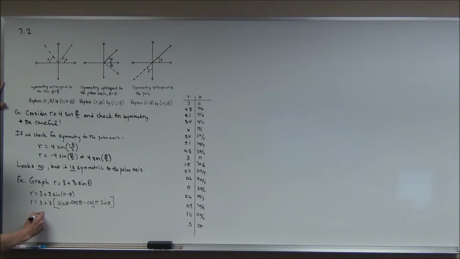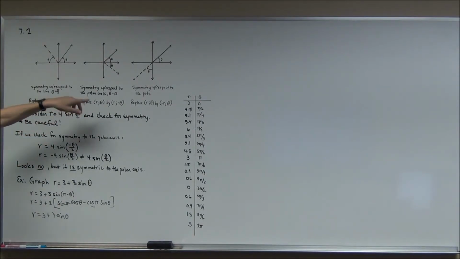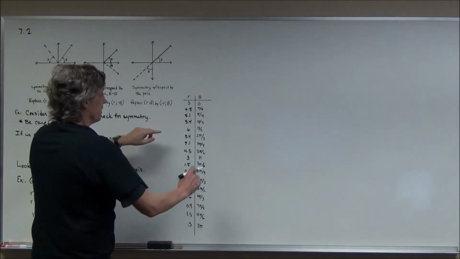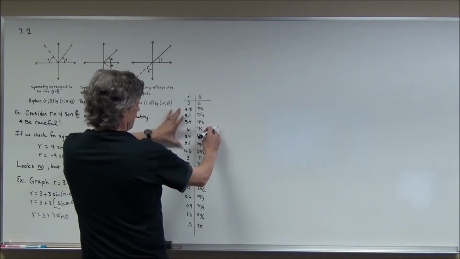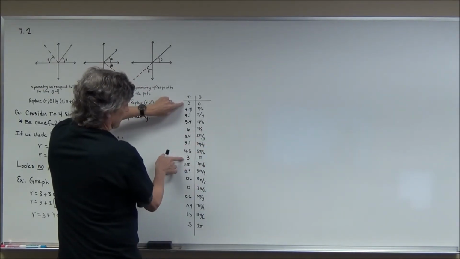So I have r equals 3 plus 3 times all of this, which turns out to be just the sine of theta. And I get right back to where I started. So I have symmetry with respect to the line theta equals pi over 2. Alright, so what happens here, and I think you can see this, is that here's pi over 2. Look at the symmetry. The further you get away, these values match up.